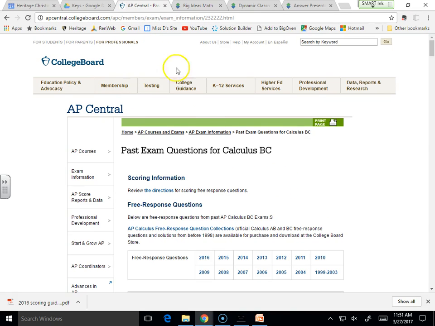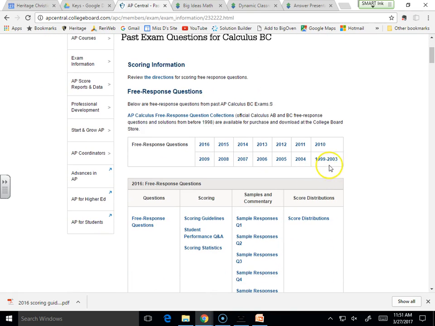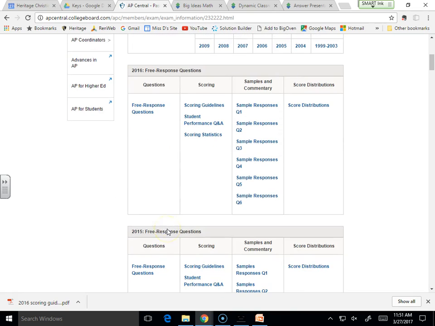Search AP Calculus BC free response. And what do you have since 1999? All the FRQs that have been given every single year, Form A and Form B, which is like an international exam or the one that's given later. Anyway, long story short, all the free response questions you could possibly want.